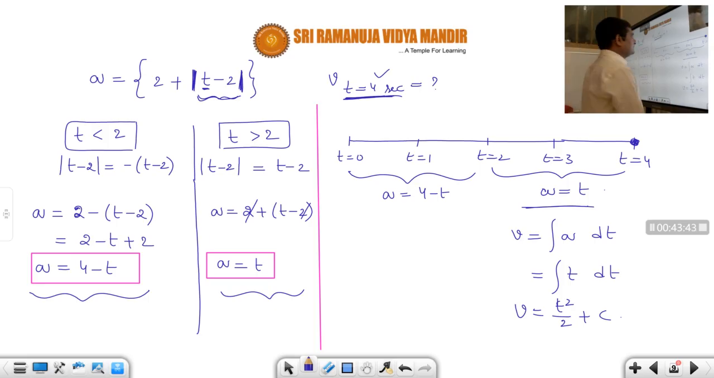Now for this you need to calculate the c value. Now how to get this c value? This c value is nothing but the initial condition. Initial condition means, for this, initial means this one, t equal to 2. t equal to 2 is called the initial.